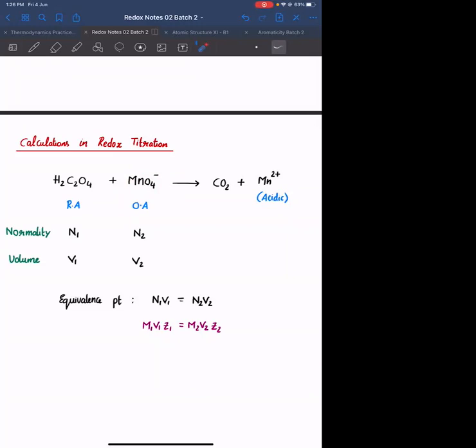This KMnO4 can act as a self-indicator. Self-indicator means there is no need to add an external indicator in order to identify the endpoint of the reaction. What does that mean? Everyone understand this? H2C2O4 is now in the conical flask. You are adding KMnO4. That KMnO4 is reacting with H2C2O4. So whatever I am adding is getting consumed. So the color inside the conical flask won't be affected. Agreed?